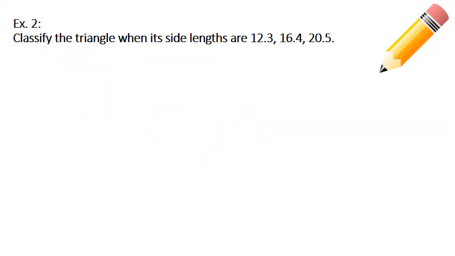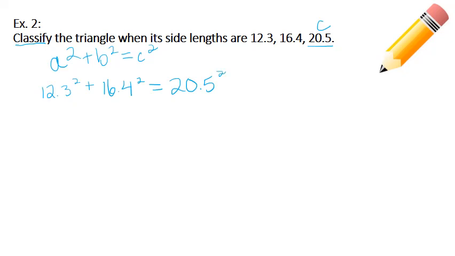Okay, just like the last one, we're classifying the triangle when its side lengths are 12.3, 16.4, and 20.5. So we're still using the Pythagorean theorem, a squared plus b squared is equal to c squared, with our c value being 20.5 because that's our largest side, or our potential hypotenuse if this is a right triangle. So you'll probably need your calculators for this one since we have decimals, so it's going to be a little trickier to square them. So we have 12.3 squared plus 16.4 squared all equal to 20.5 squared.